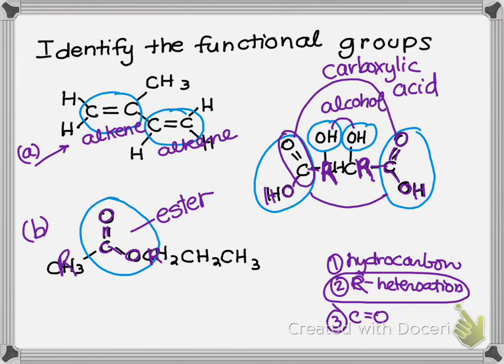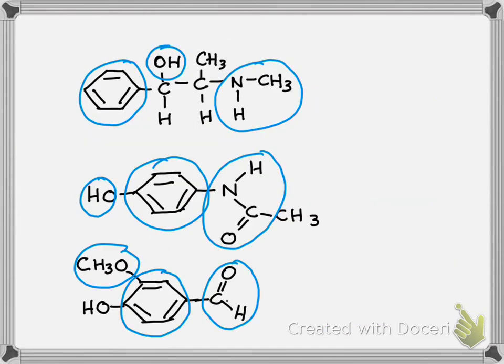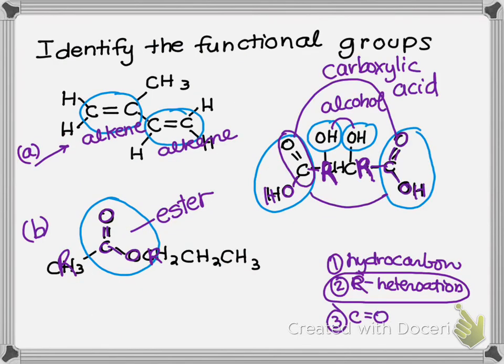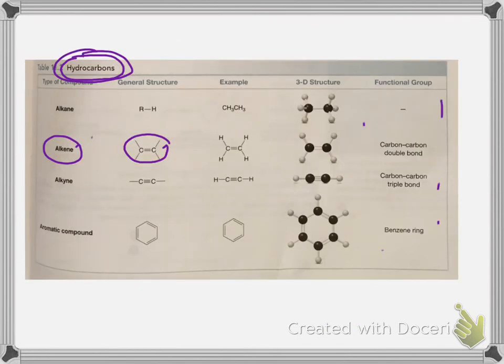So let's try one more. And you can try to do this before I do it, but I'm going to go ahead and try. Looking at the first one, I see that it's just carbons and hydrogens, and so I know there's a table that just has carbons and hydrogens, the hydrocarbons. I find these the easiest. These are called aromatic compounds.